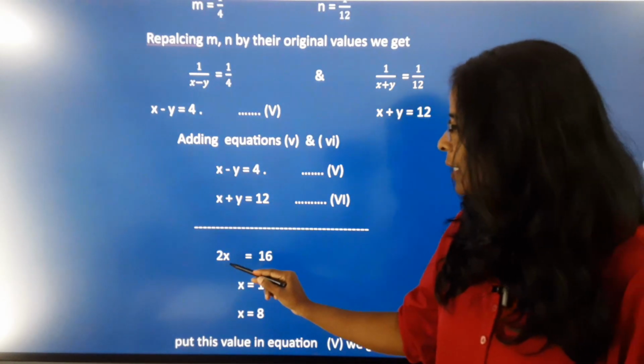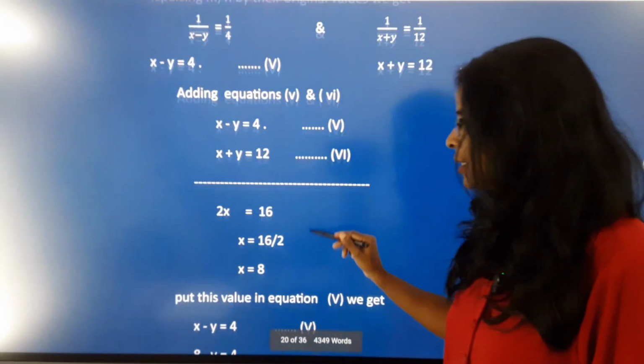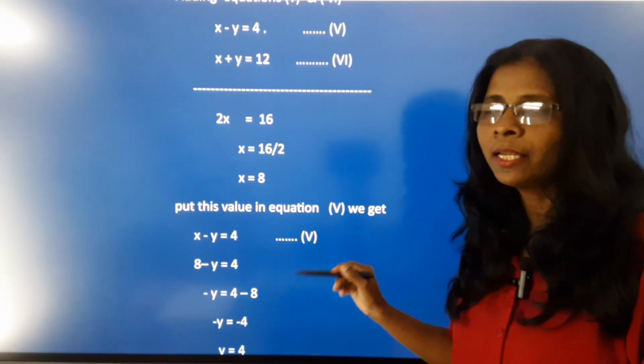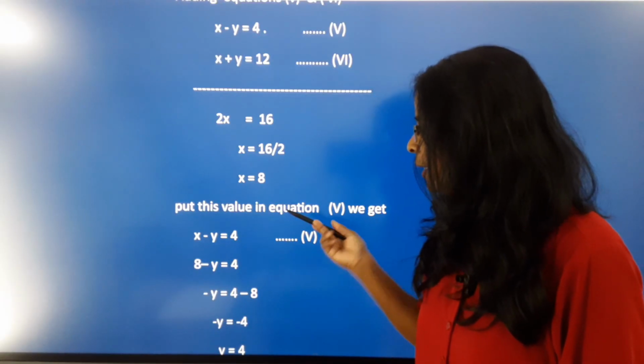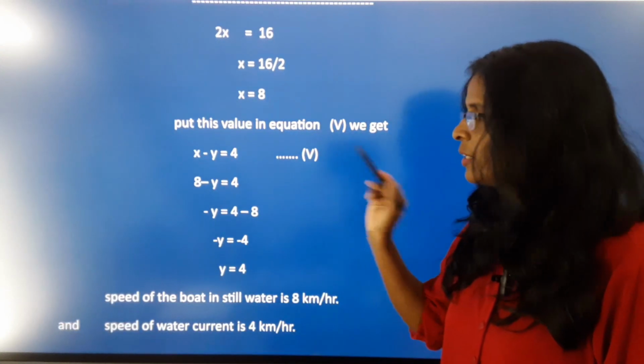So here 2x is equal to 16. x is equal to 16 upon 2, so x is equal to 8. Now put this value in the fifth equation, so that we can get the value of y. So x minus y is equal to 4, which is the fifth equation.